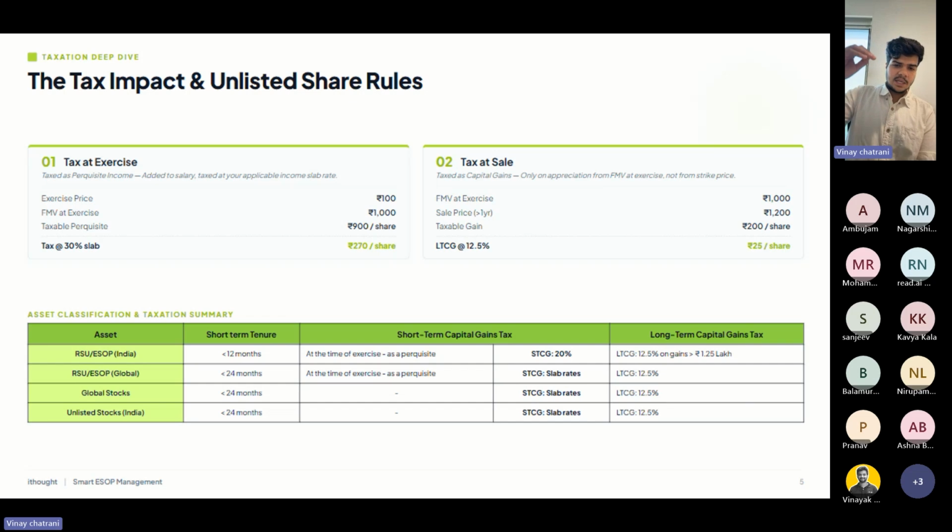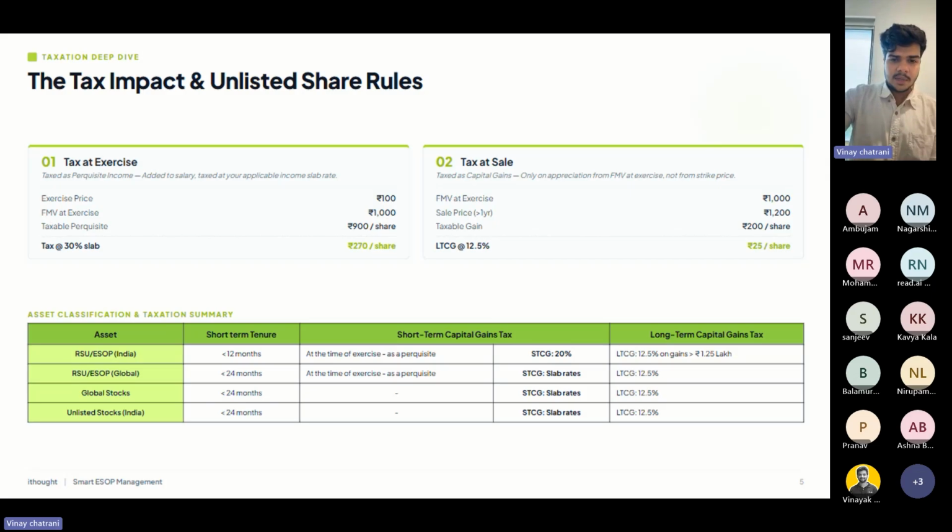After that, you decide to sell it in the future. Let's say the stock goes up. The difference between the 1,000 rupees and the sale price, let's say 1,200 in this case, you pay capital gains on the 200 rupees. So that comes to some 25 rupees per share. This is the case for your company's ESOPs and RSUs.